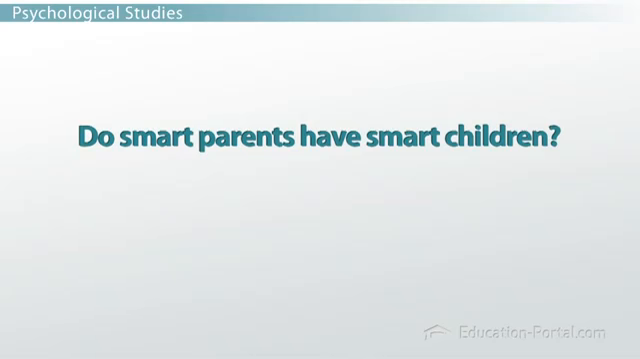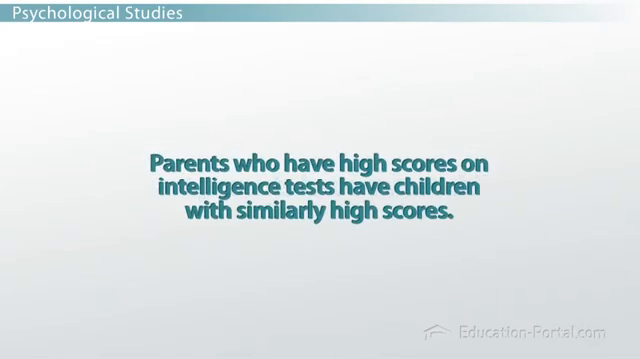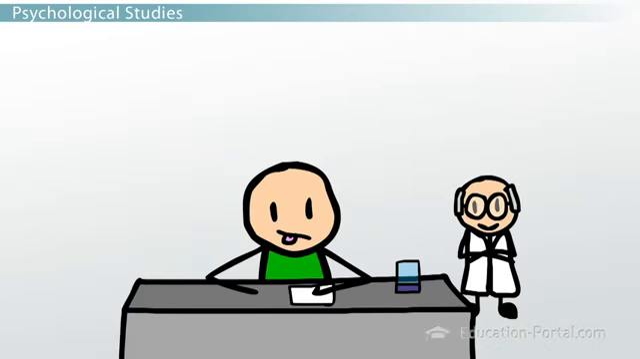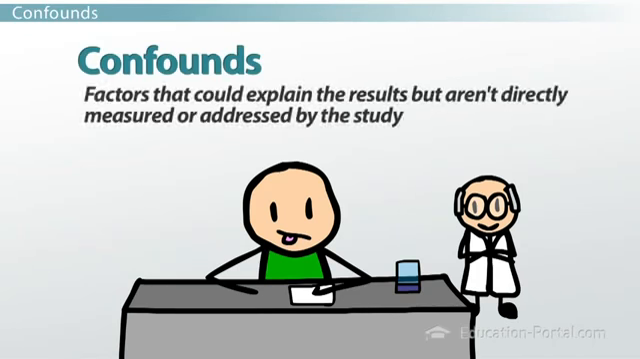Psychologists turn these questions into hypotheses. "Do smart parents have smart children" is changed to "parents who have high scores on intelligence tests have children with similarly high scores." Then they design a study to test the hypothesis in an efficient way that reduces potential confounds, or factors that could explain the results but aren't directly measured or addressed by the study.